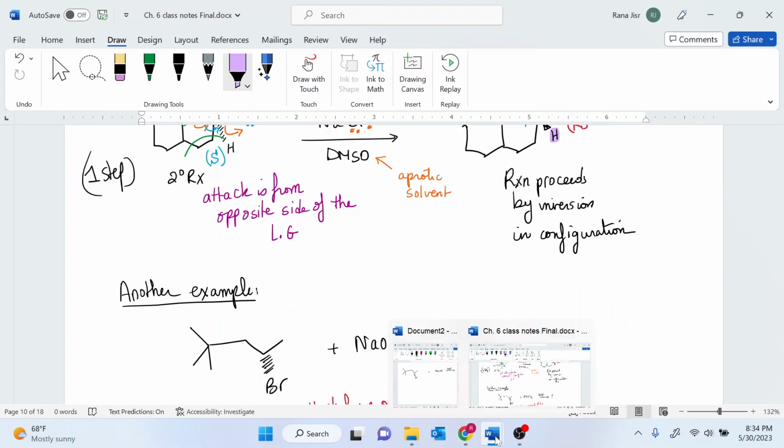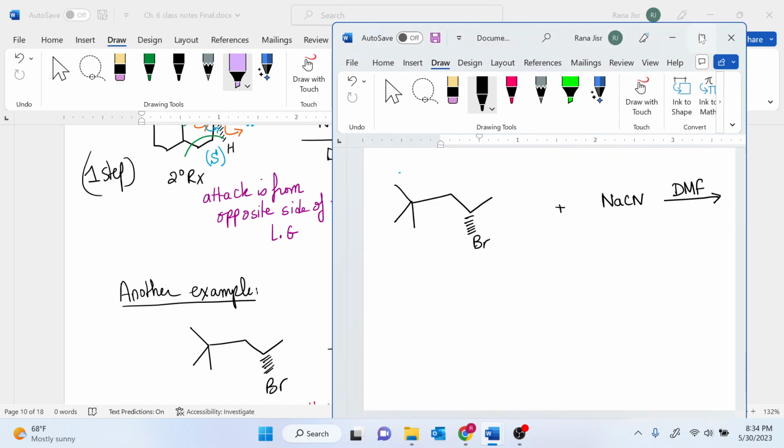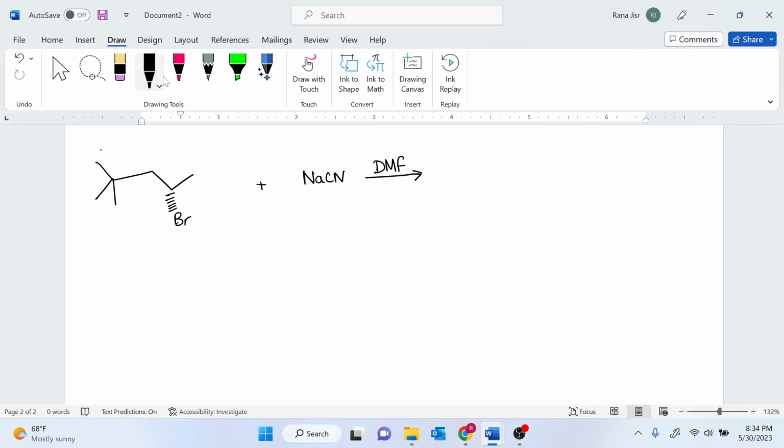Let's have another example. So we are starting here with a secondary alkyl halide. Always check your conditions. The sodium is positive, the CN is negative, so write the Lewis structure for it, please. This is going to be your strong nucleophile, and the solvent is going to be a polar aprotic solvent. So my reaction is going to follow the SN2 reaction.